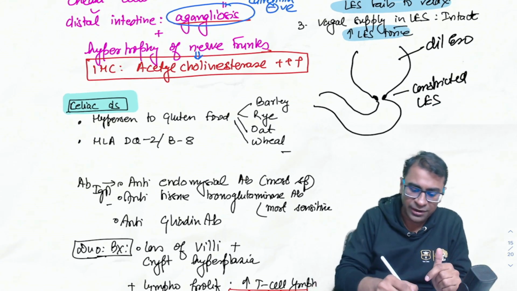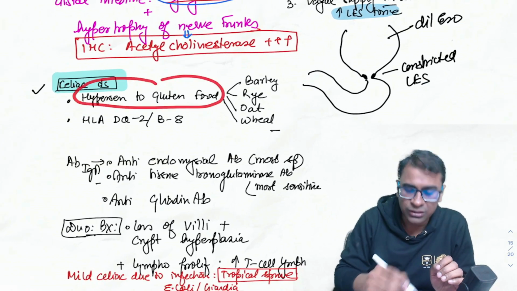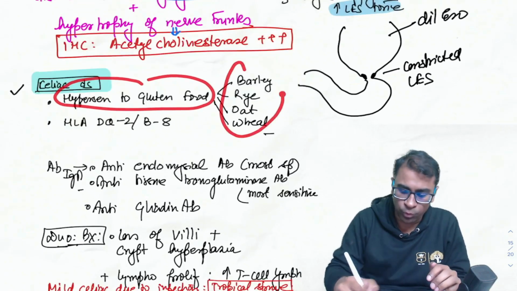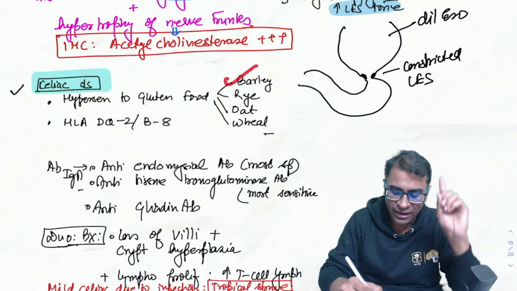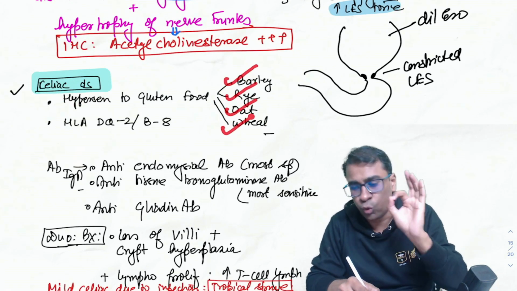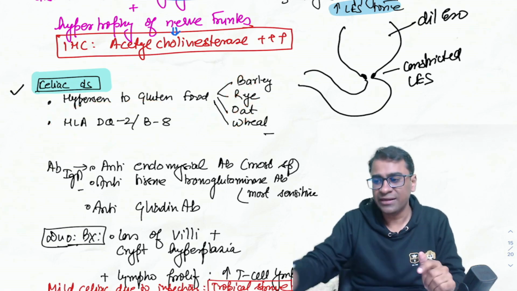Next, very importantly, is celiac disease. This is a hypersensitivity to gluten-containing foods. Which foods have gluten? Barley, rye, oat and wheat. It is seen only in those patients who have a typical HLA DQ2, DQ8 and B8.